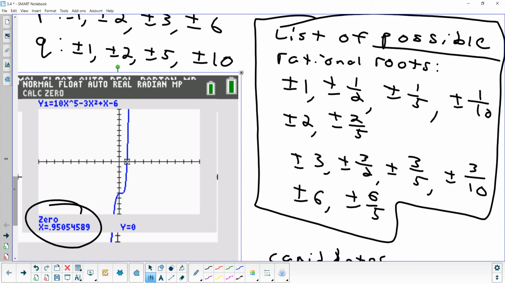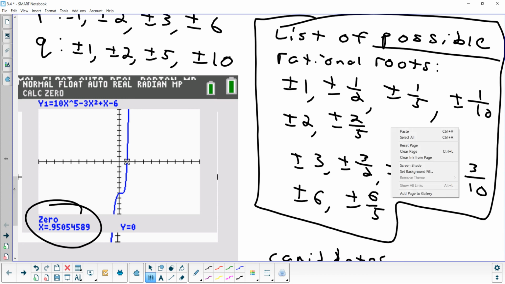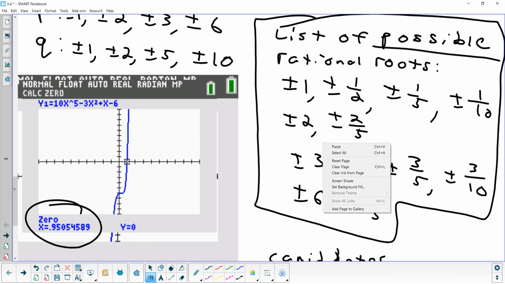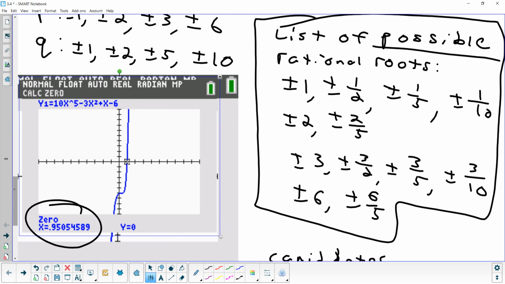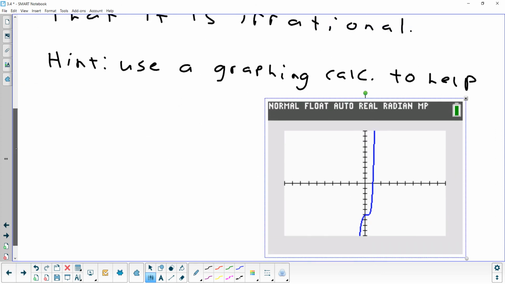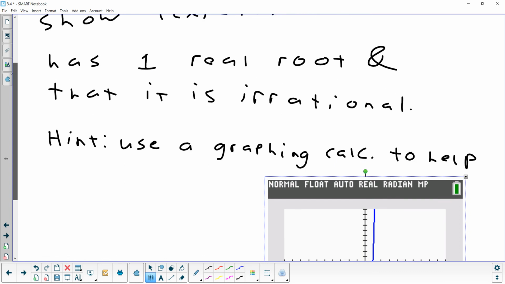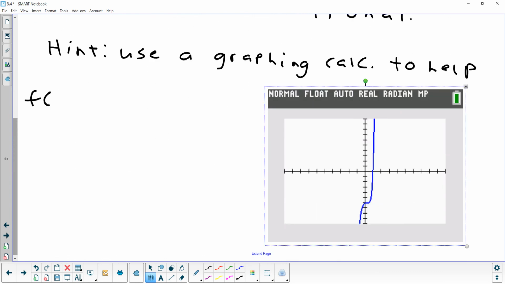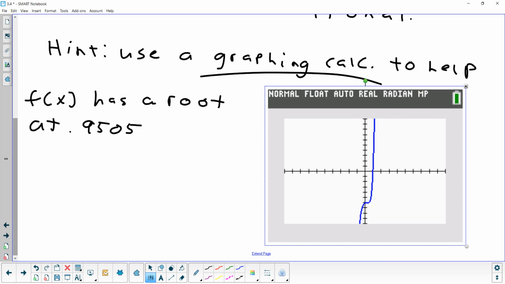These are the only numbers that could be rational, and this number is not in that list. It's not even close. It's not any of those fractions. So since that number is not in the list of possible rational roots, it must be an irrational number. And that's what we have to write down. So we've got to write that sentence. So what do we call this? f of x has a root at 0.9505. You never would have figured that out without that.